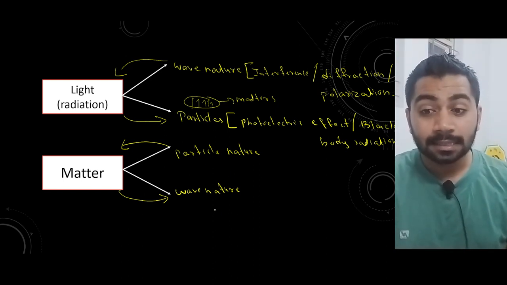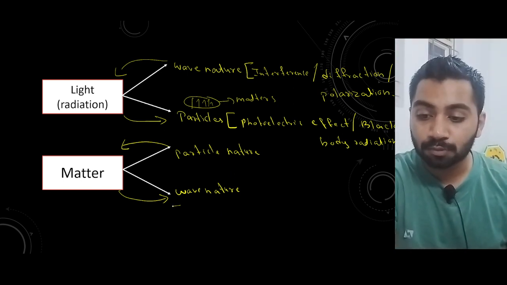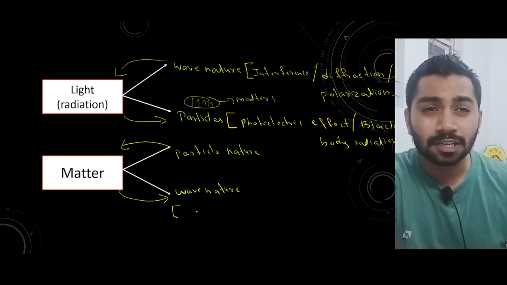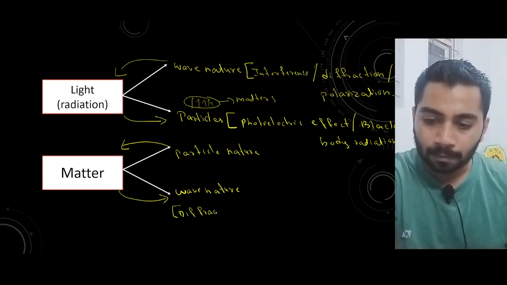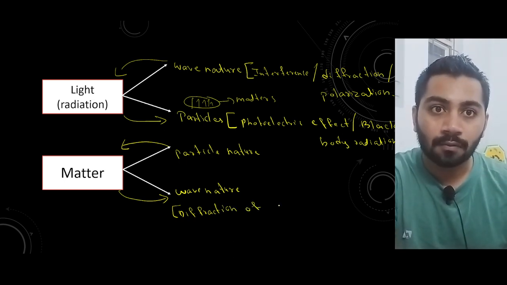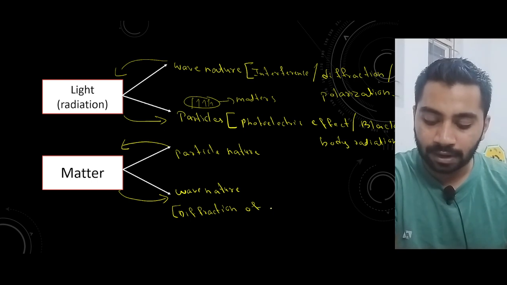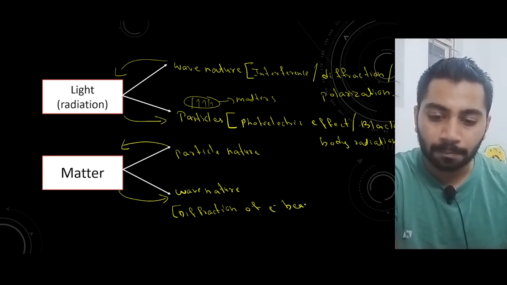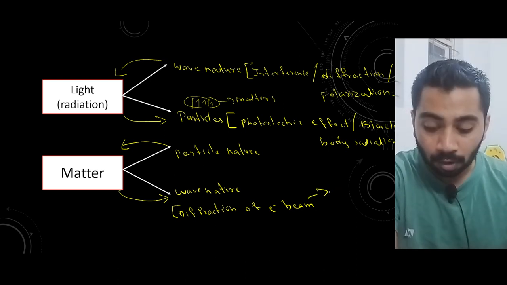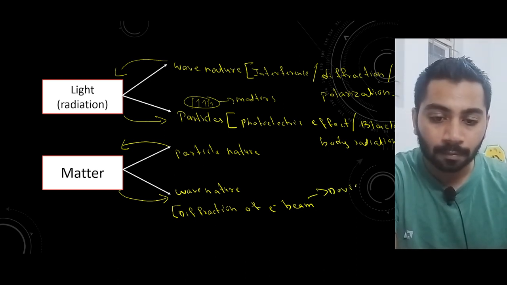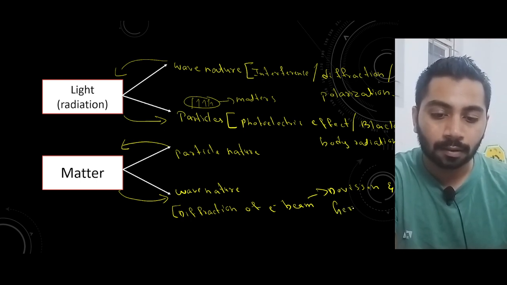And this was proved by using diffraction of electron beam, which was discovered by the Davisson and Germer experiment.